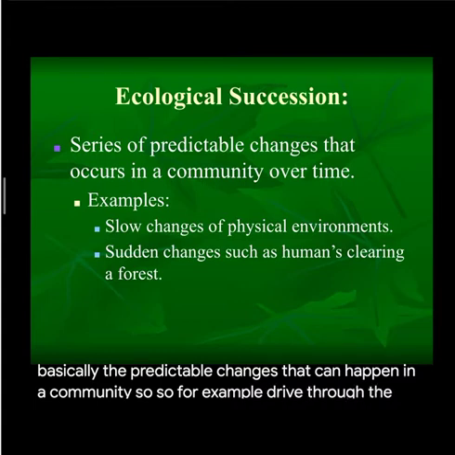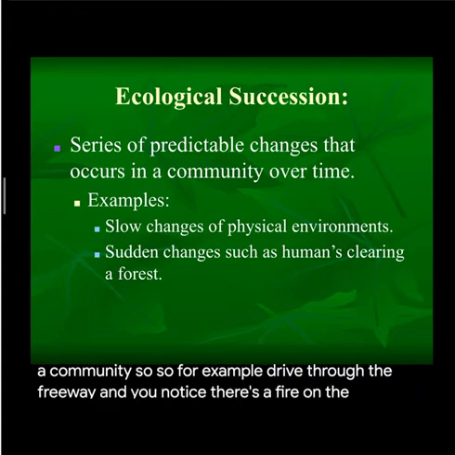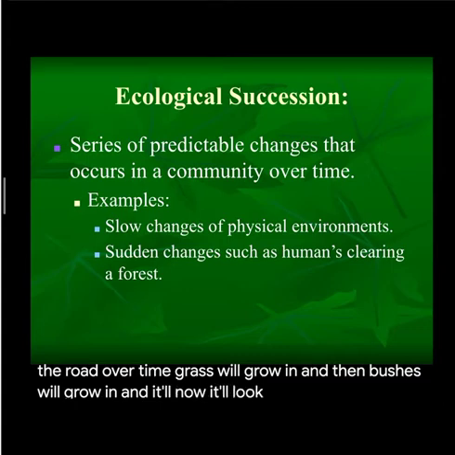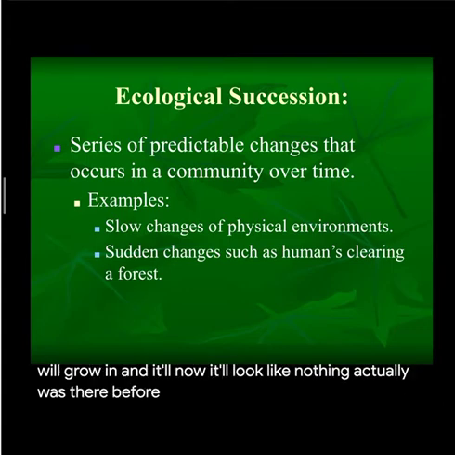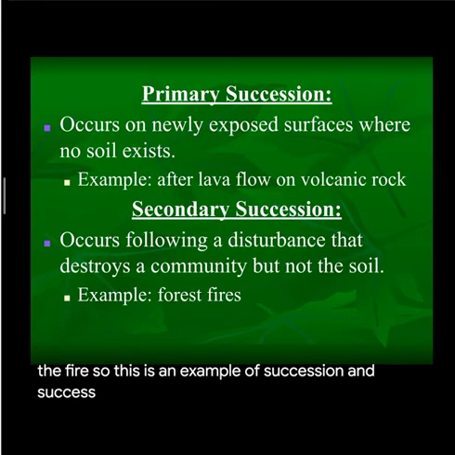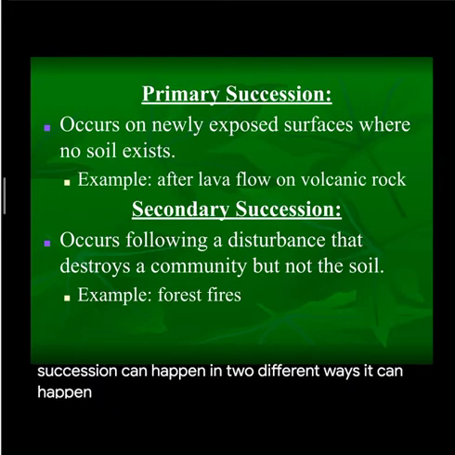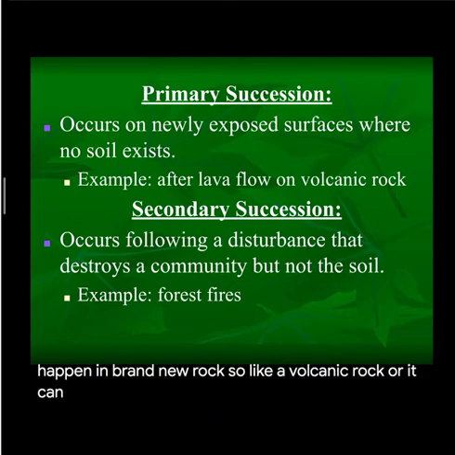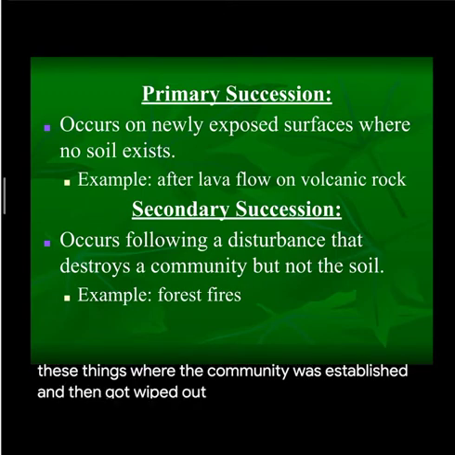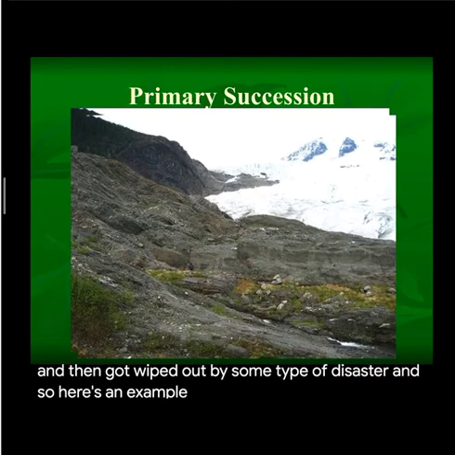if you drive on the freeway and you notice there's a fire on the side of the road, over time, grass will grow in, and then bushes will grow in, and it'll look like nothing was there before, or it'll look a lot like things were before the fire. So this is an example of succession, and succession can happen in two different ways. It can happen in brand new rock, like volcanic rock, or it can happen after a disturbance, a forest fire, a landslide, a hurricane, any of these things where the community was established and then got wiped out by some type of disaster.